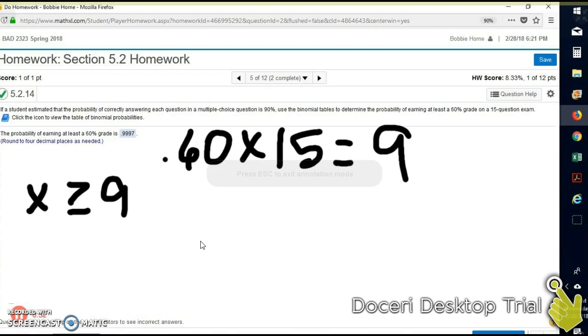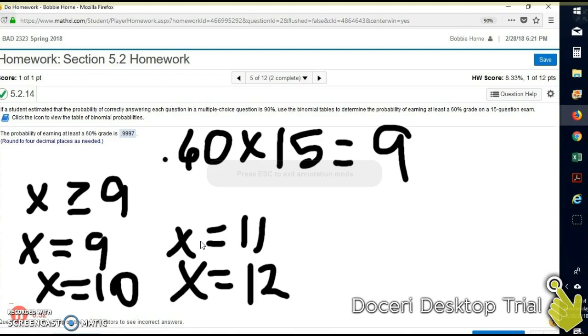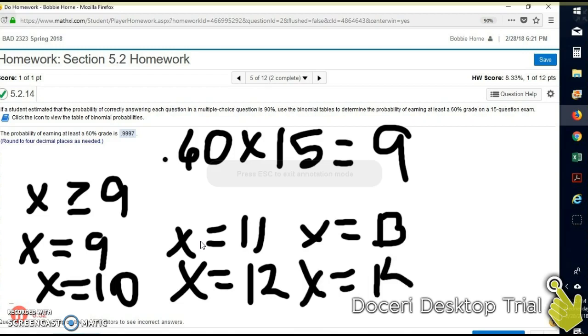So we need to find the individual probabilities of x equals 9, x equals 10, x equals 11, x equals 12, x equals 13, x equals 14, and x equals 15, because 15 is a perfect score. So we have to find each of these individual probabilities, and we have to add these up.